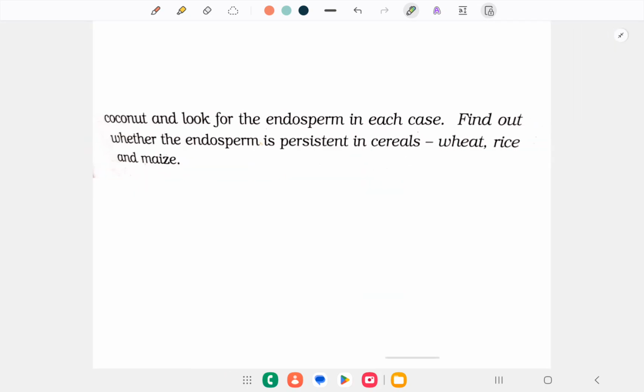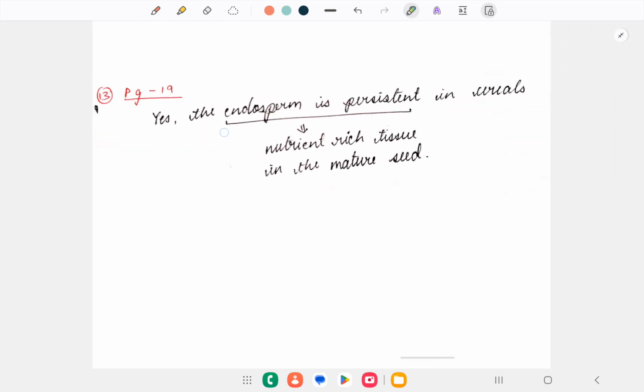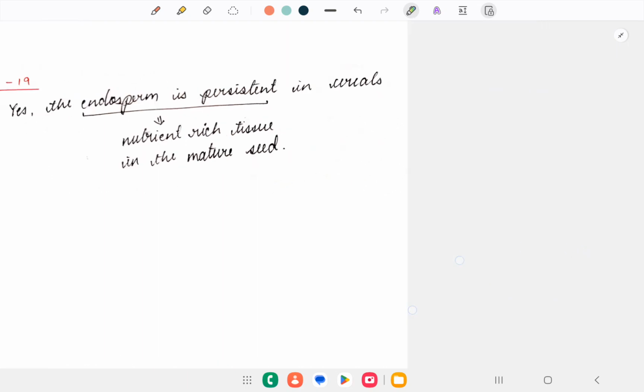Next question in page number 19, that is, we have to find out whether the endosperm is persistent in cereals like wheat, rice and maize. Yes, the endosperm is persistent. Persistence in the sense of nutrient rich tissue in the mature seed. So we are able to find the endosperm is not completely used up during the development of the embryo.